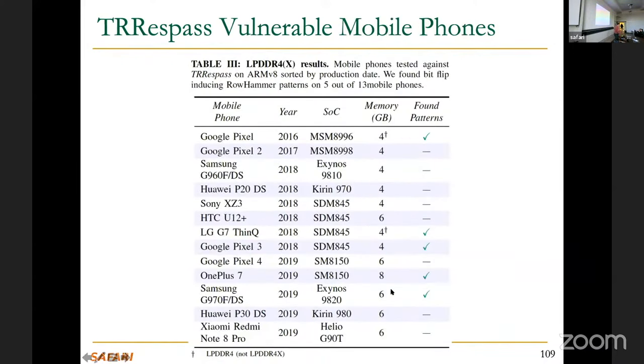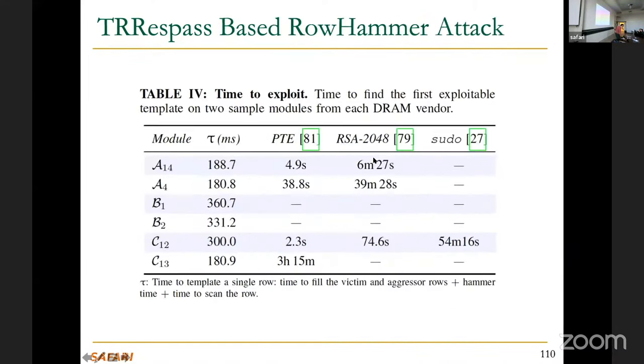Okay, and we were able to show that you could actually do this on real mobile phones. You can actually take over the system, and you can read the paper for more details. And the attacks can be relatively quick. These are some attacks that were done in literature. For example, the PTE attack, page table entry attack, is very similar to Google's attack. RSA-2048 recovers the private key of the encryption procedure. And then there's a sudo attack. You can read again for those. But you can see that very quickly you can take over the system or achieve the goal you're trying to achieve with the attack that you're doing on real modules.